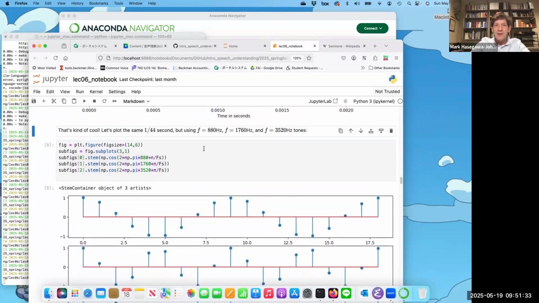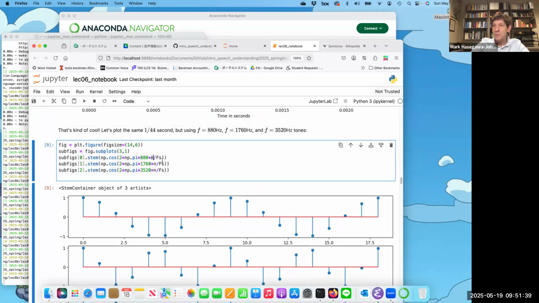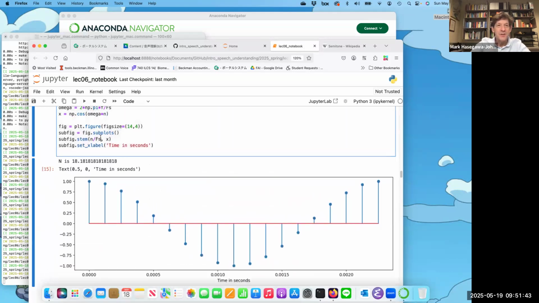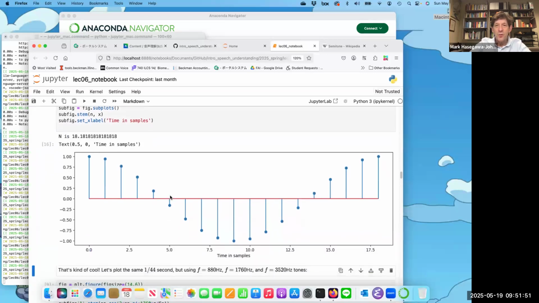All right. Now let's use the same 1/440th of a second, right? I'm going to use that same n. So n will vary from, what is that? How many samples is that? Okay, now let me just plot n, time in samples. So 1/440th of a second at 8,000 samples per second is just 18 samples, 19 samples, including from sample number 0 to sample number 18, right?